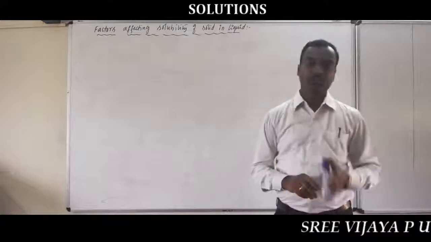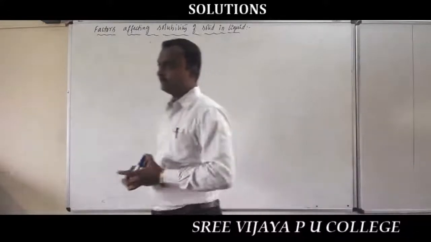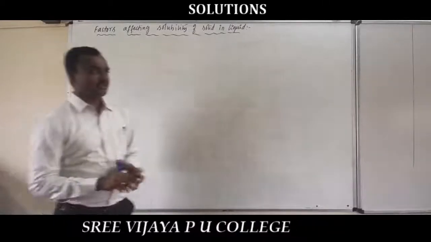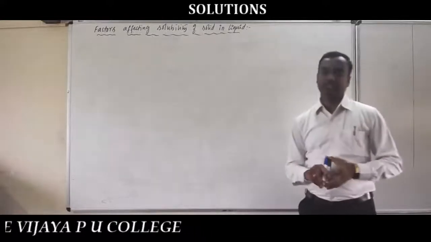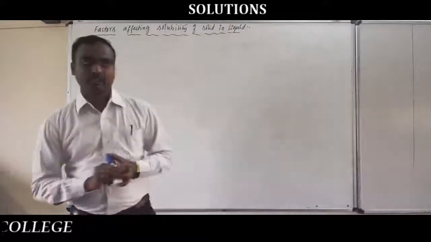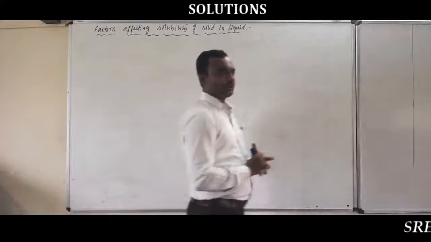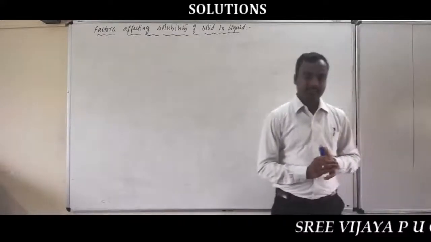In the previous session, we discussed some concentration terms: molality, mass percentage, mass by volume percentage, ppm (parts per million), and mole fraction. We also discussed the solubility of solid in liquid, which involves two important processes, crystallization and dissolution. How the solubility of solid in liquid occurs was already discussed in the previous class.